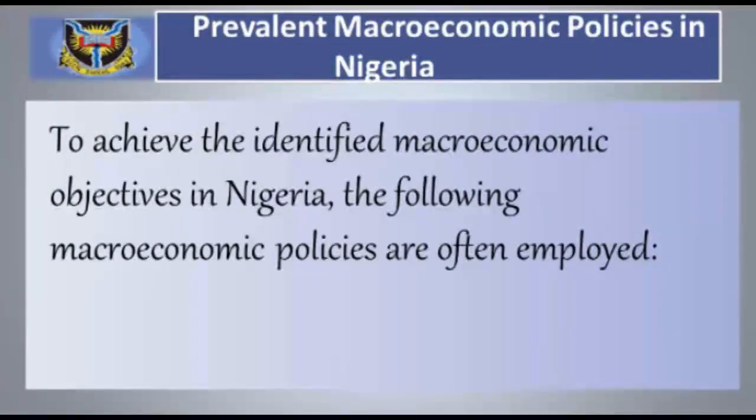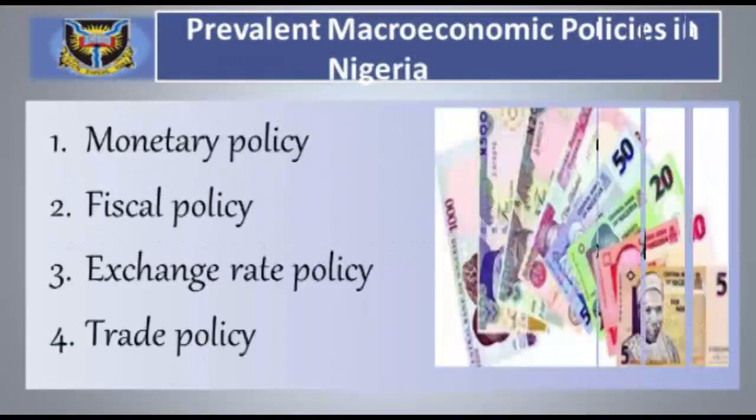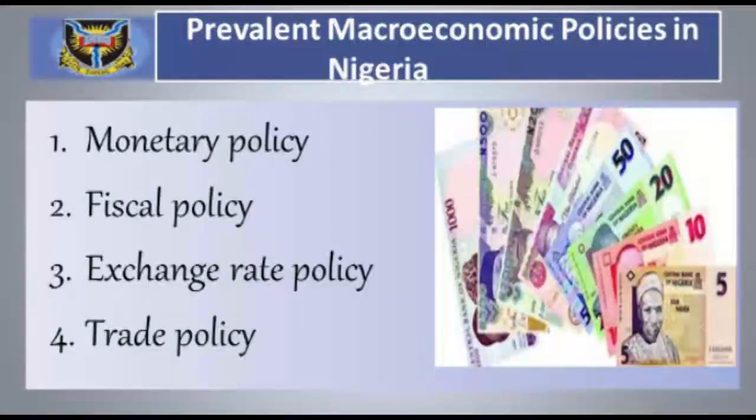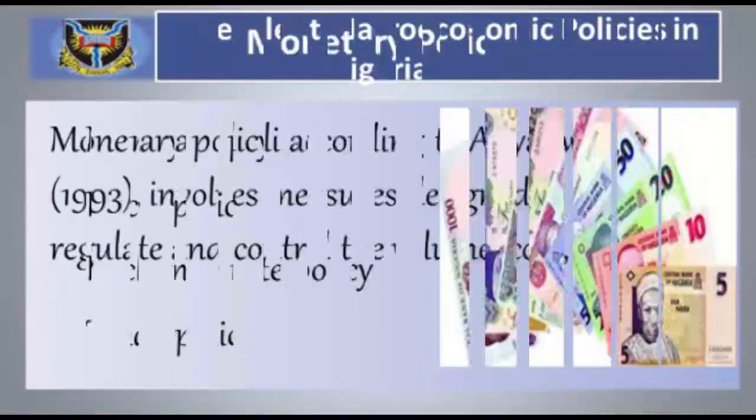Prevalent macroeconomic policies in Nigeria. To achieve the identified macroeconomic objectives in Nigeria, the following macroeconomic policies are often employed. Number 1, monetary policy. Number 2, fiscal policy. Number 3, exchange rate policy. And number 4, trade policy. These are discussed briefly in turns.